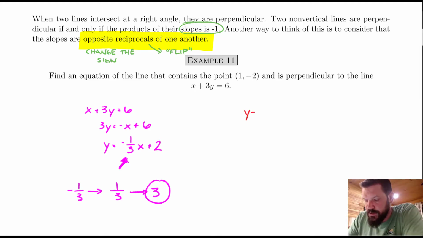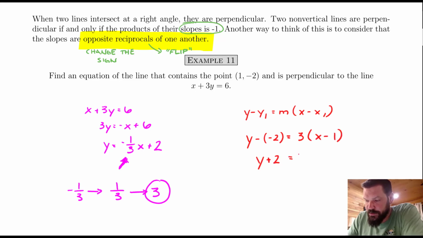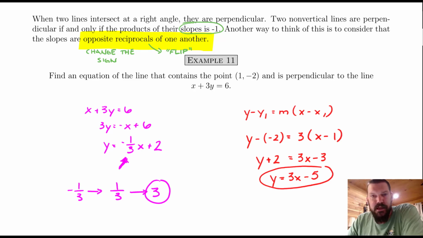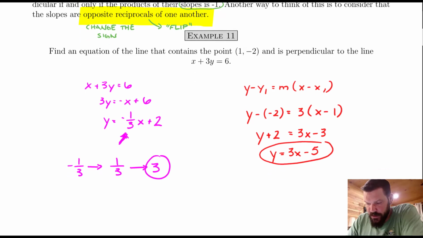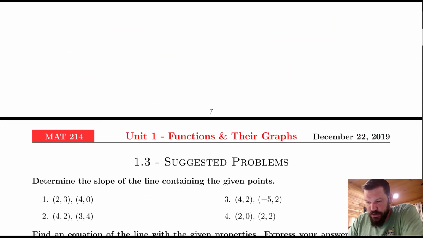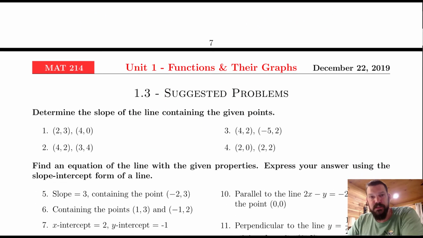And then again we go back to the point slope form and substitute in our values. We get y minus -2 equals 3 times x minus 1. That gives us y plus 2 is equal to 3x minus 3. Subtract the 2. And this line, y equals 3x minus 5, is going to be perpendicular to our given line of x plus 3y equals 6. So this was a quick and dirty review of lines.